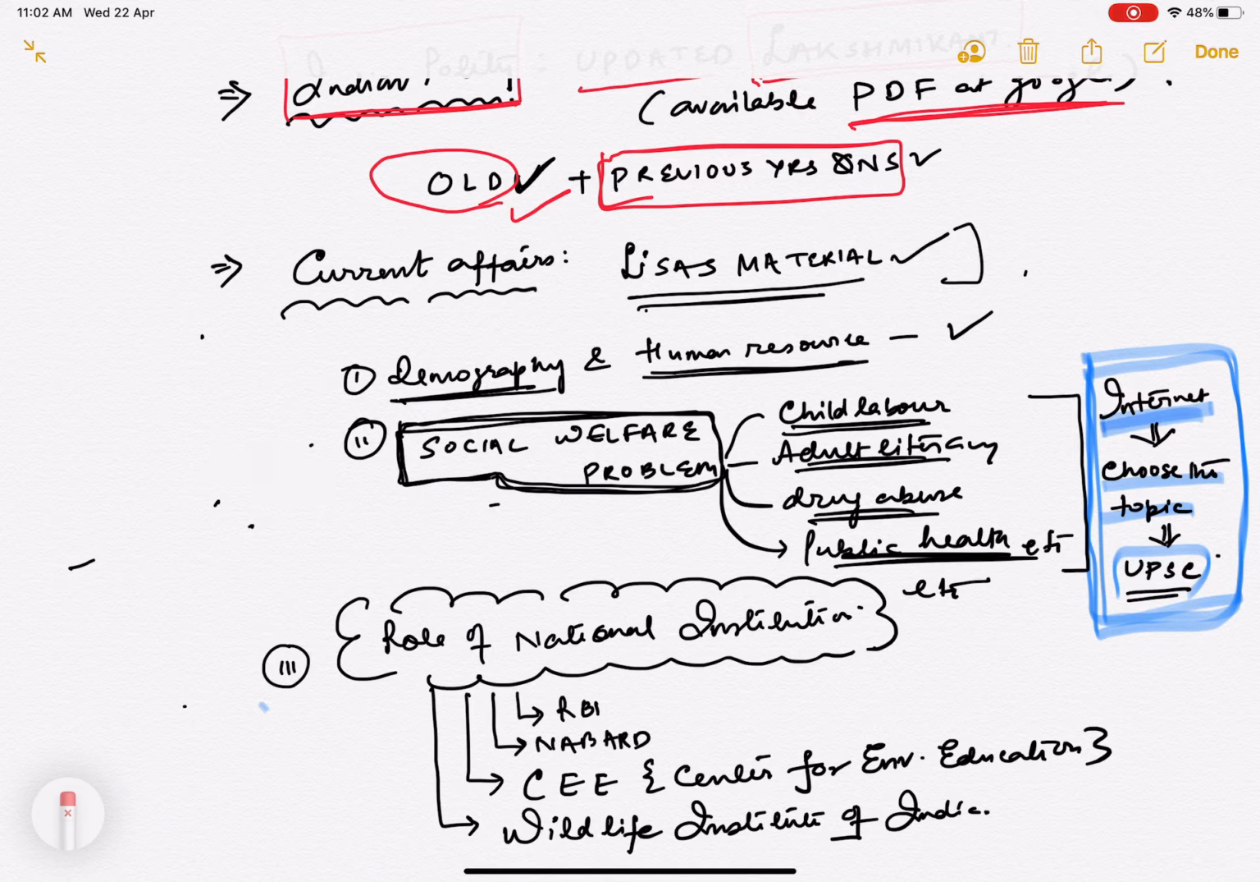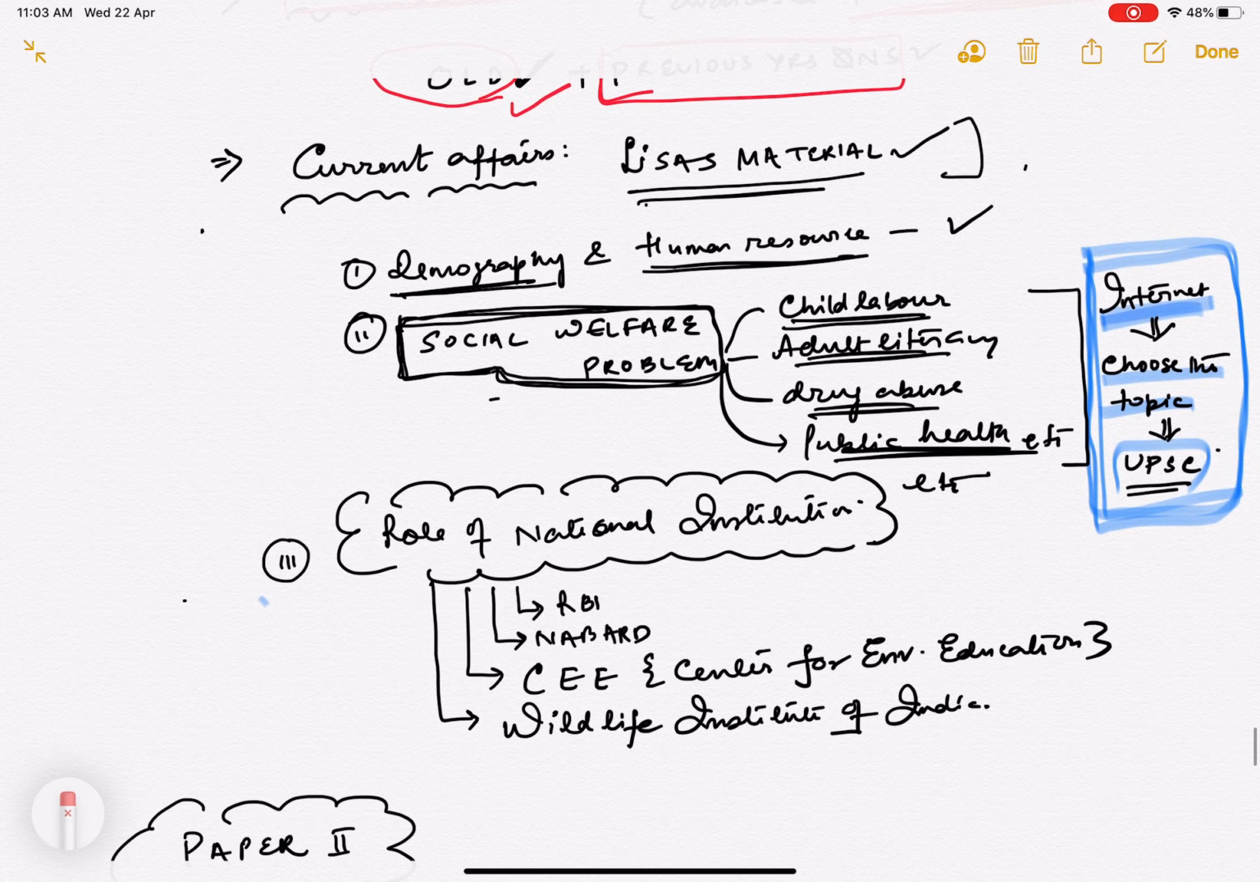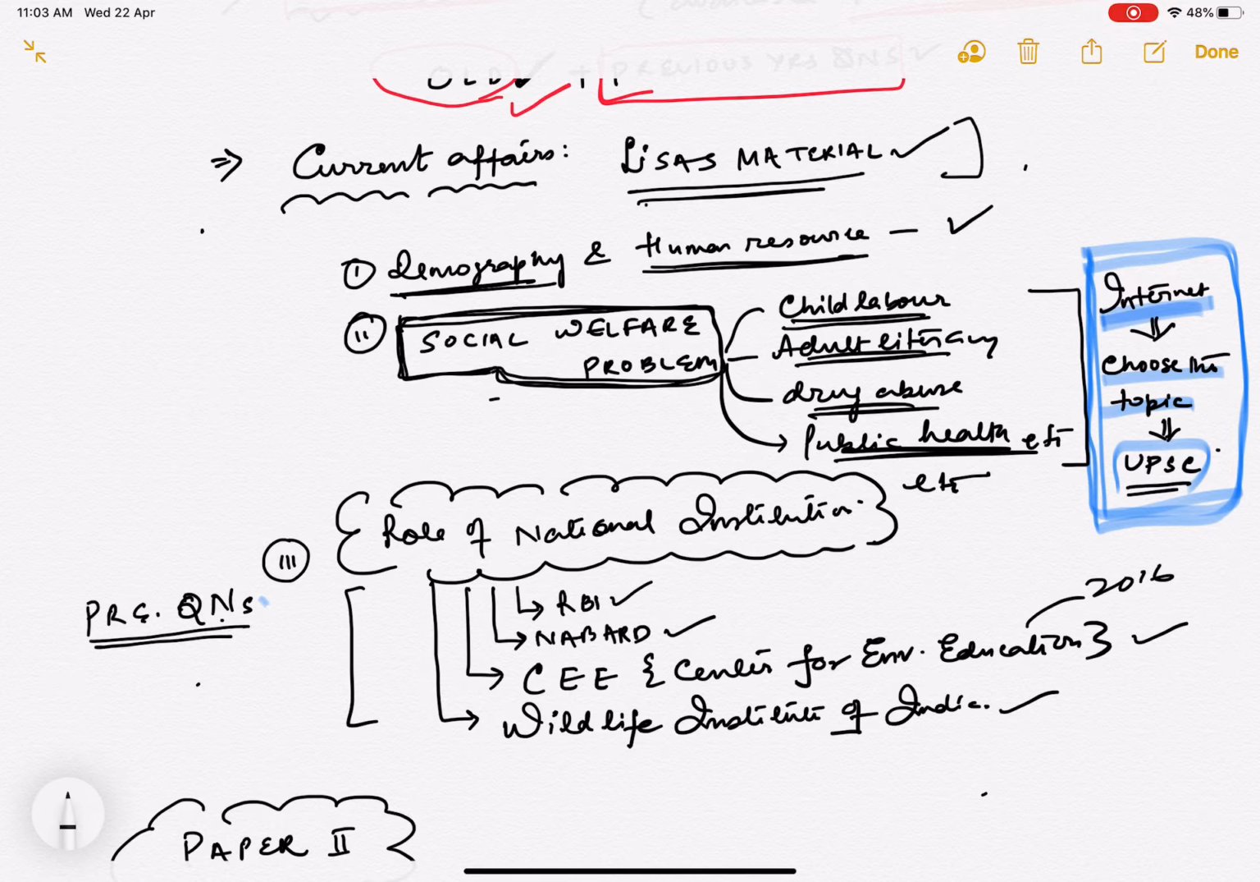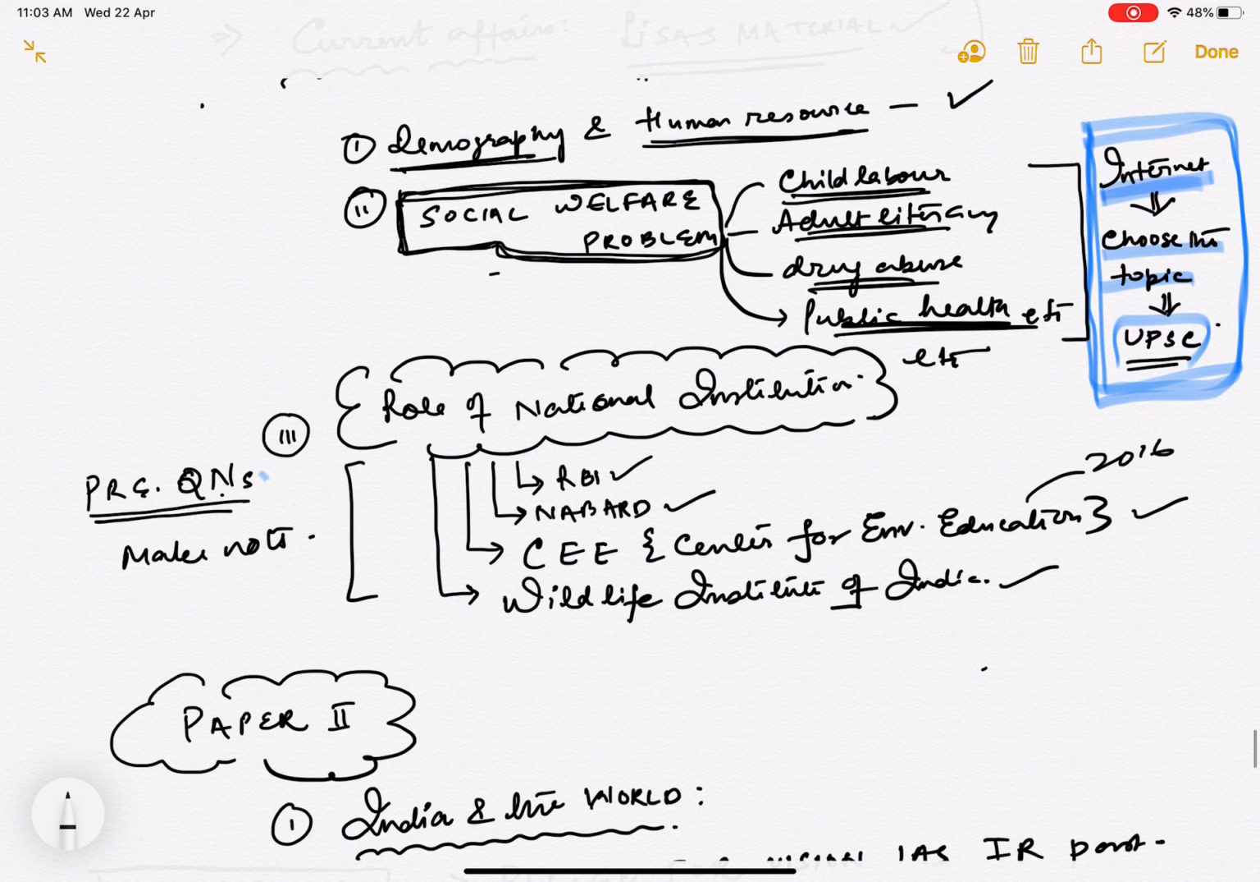It's not that difficult. Next, the next topic was the role of national institutions. When I say national institutions, I mean your RBI, NABARD, Centre for Environment Education. This was a question in 2016. Wildlife Institute of India. Now, there is a whole lot that you need to cover. How to do smart work? Smart work is simple. Again, previous year's questions. Go for the previous year's questions, note down what they have asked, and make notes. First, make notes of those which have been asked in previous years.